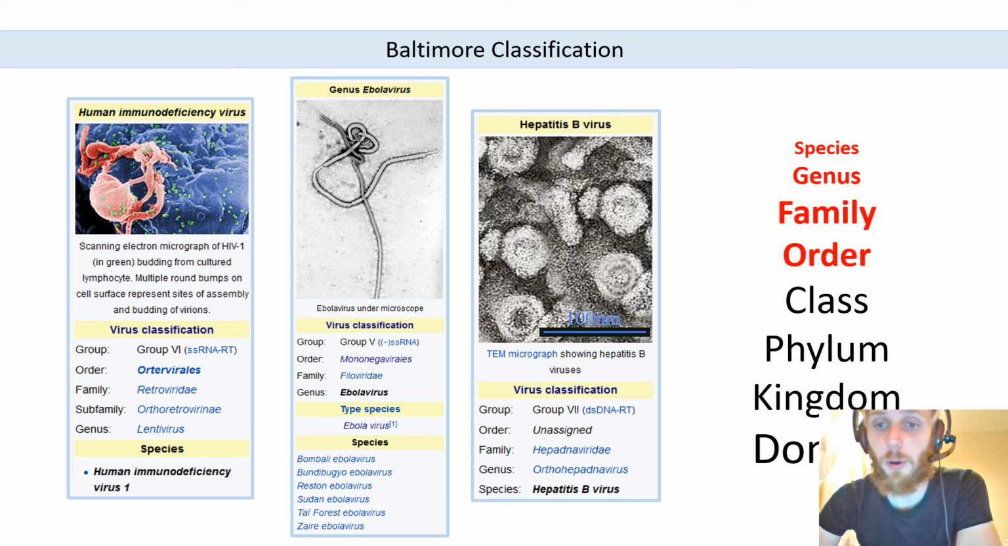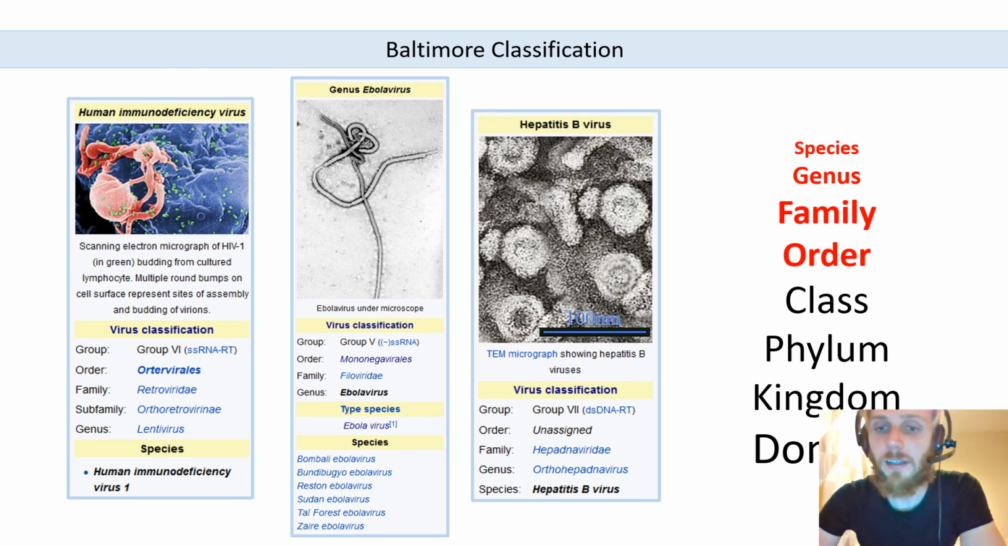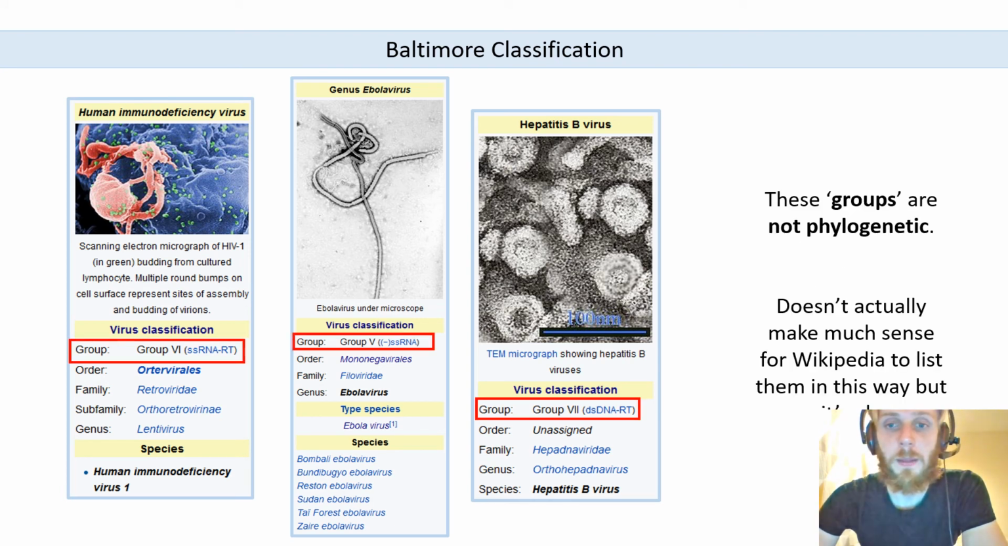So it's important enough to be present on the Wikipedia page. Obviously, there are issues with Wikipedia, but if nothing else, it being included in the core information of these important viruses on Wikipedia is at least evidence that it's widely used in some circles. And again, just highlighting that these specific groups are not phylogenetic. The term group is referring to some other type of classification. And as we're going to talk about, the specific classification system that group is referring to is the Baltimore classification system.